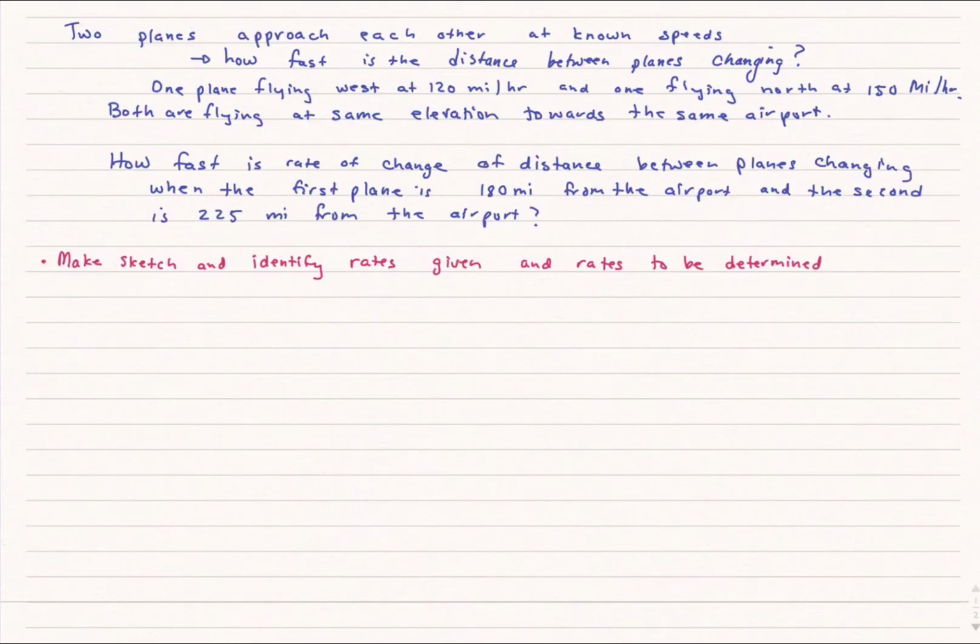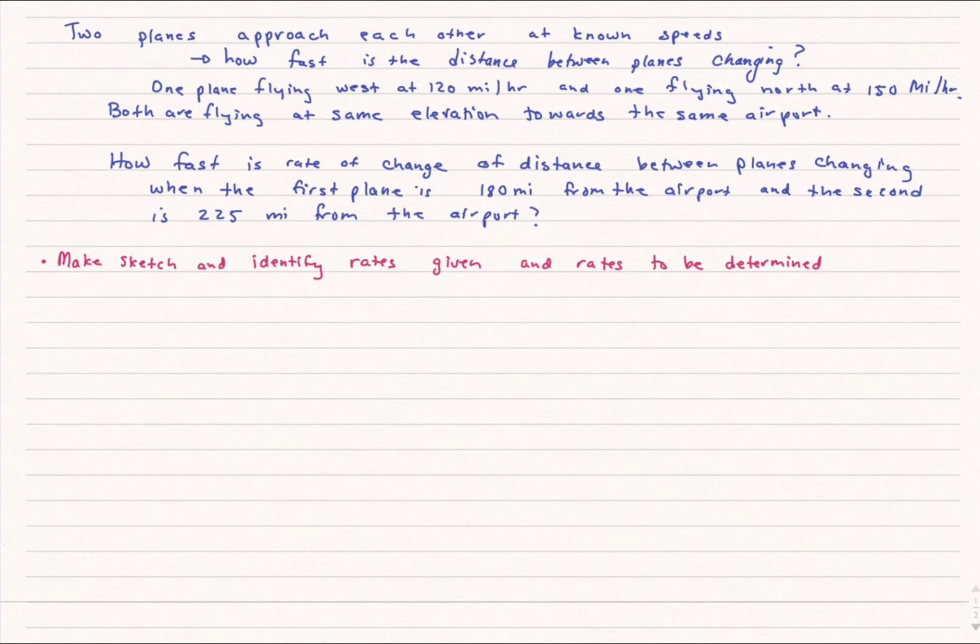So now let's take the example of two planes approaching each other. Let's say one plane is flying west at 120 miles per hour and one is flying due north at 150 miles an hour. Both are flying at the same elevation towards the same airport. How fast is the rate of change of distance between the planes changing when the first plane is 180 miles from the airport and the second is 225 miles from the airport?